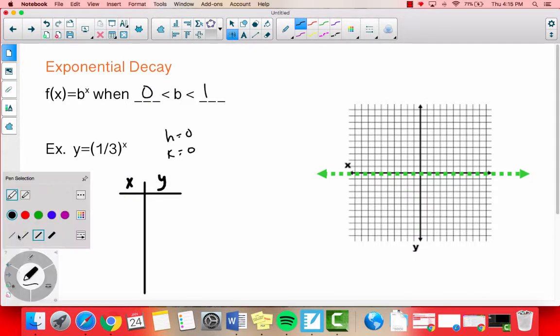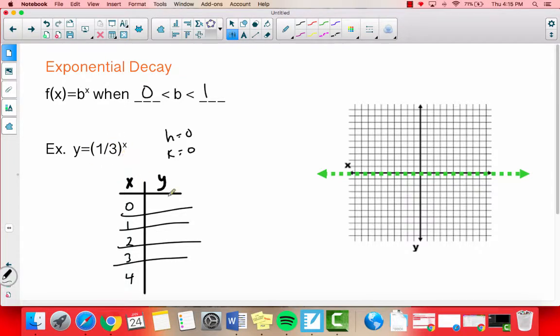So if I plug in, we'll start with 0 all the way up to maybe 3 or 4. If I plug in 0, I'm going to get 1. I plug in 1, I get a third. Notice I'm going to go through this pretty quickly, so if you have any questions about the numbers, let me know. If I plug in 2, I'm going to get 1/9. Always leaving them as fractions is very helpful. Okay, if I plug in 3, notice I get 1/27.